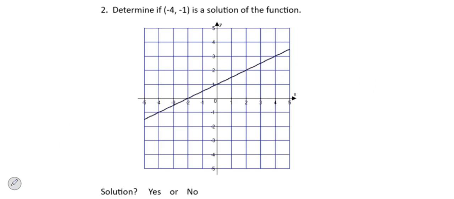All right, this says determine if negative 4, negative 1 is a solution of the function. All we have to do is plot that. So negative 4, we start at the origin. Negative 4 tells us to go all the way to negative 4. So I'm going to show you where I'm going. So I'm starting at 0. I'm going all the way to negative 4, and then I'm going down negative 1. Now, what you just saw, I'm going to undo. Okay, we are still going to end up with the point there, negative 4, negative 1. All right, so is this point on this line? Absolutely. So yes.